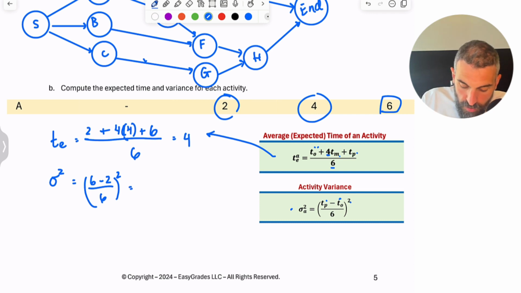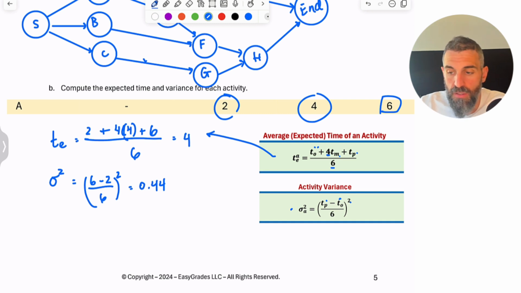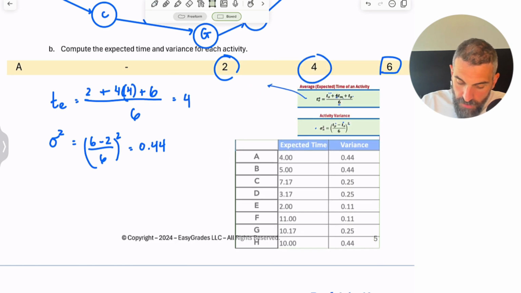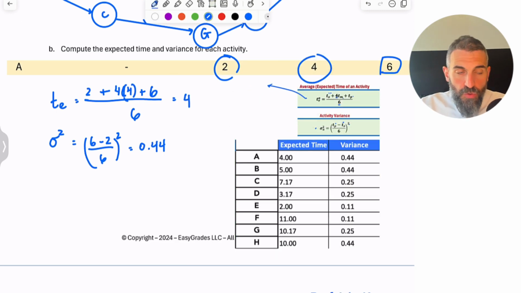So 0.44. That is our variance. And you would be doing this now for every activity in your table. Okay, so we're going to use a little bit of movie magic here. After you've used these formulas over and over again for each of your activities, you should have these values: 4, 5, 7.17, 3.17, and so on.